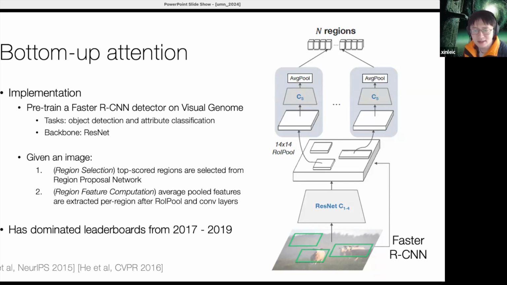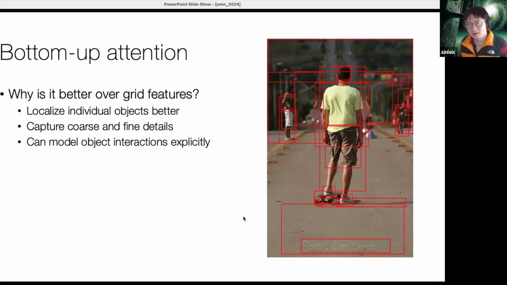And this idea has dominated leaderboards for 3 years. And to us, the question we ask is, why is it better than grid features? Intuitively, it makes sense because it can localize individual objects better. It's not a uniform distribution in terms of feature representation. It focuses on some important details while not losing some coarse structures. And it can model object relationships explicitly. So there are a lot of advantages.